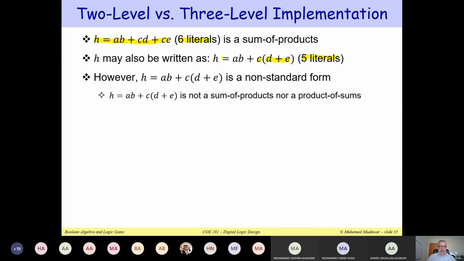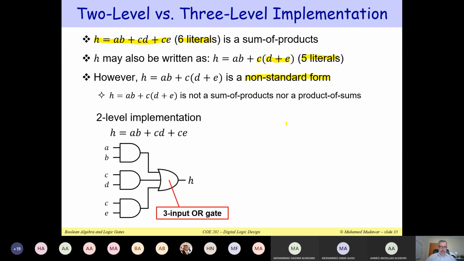However, this expression here is in non-standard form. The first one is a standard form because it's written as a sum of products, whereas the second one is non-standard form. Notice that I'm ORing, then ANDing, then ORing again. So the second expression is not a sum of products, and it's not a product of sums. In fact, it will be a 3-level implementation. Let us take a look here.